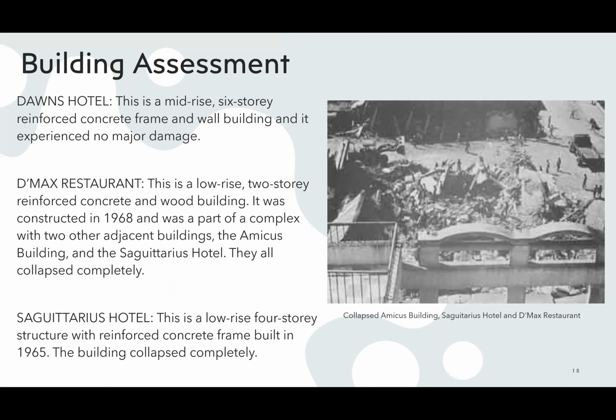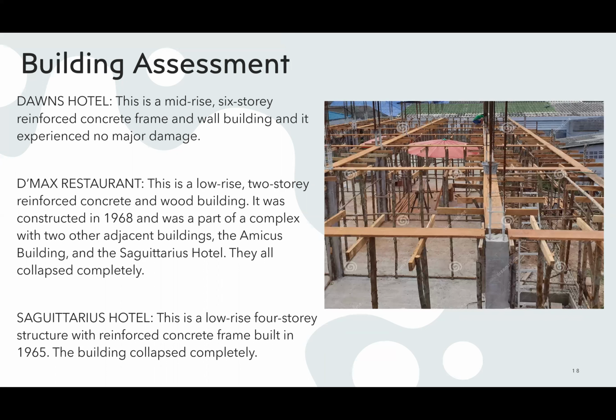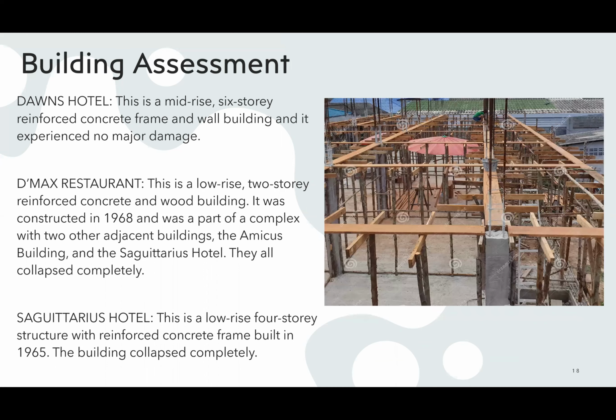However, the incorporation of the wood element is most likely the main cause of failure for the D-Max and Sagittarius complex. Wood has a very low mass and is not a very ductile material, and therefore its ability to withstand horizontal dynamic loads is relatively low, giving it a high level of seismic vulnerability. During the earthquake, the wood material would have undergone plastic deformation, causing it to begin cracking under the bending and tension created by the cyclic loading of the earthquake, so it would fail brittly.